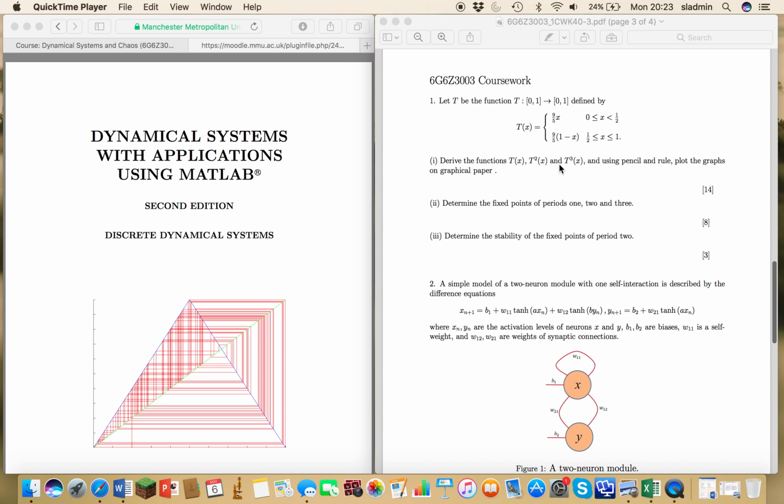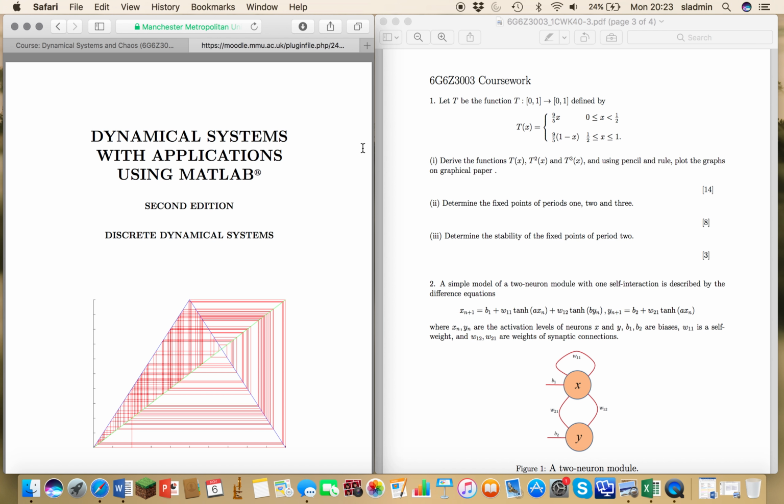So this is question number 1. It's concerned with the tent map. You will be given some graph paper. You have to derive the functions T, T squared and T cubed, which is T of T and T of T of T. You have to show the analysis, and then you have to use a pencil and rule and graph paper to plot those graphs.